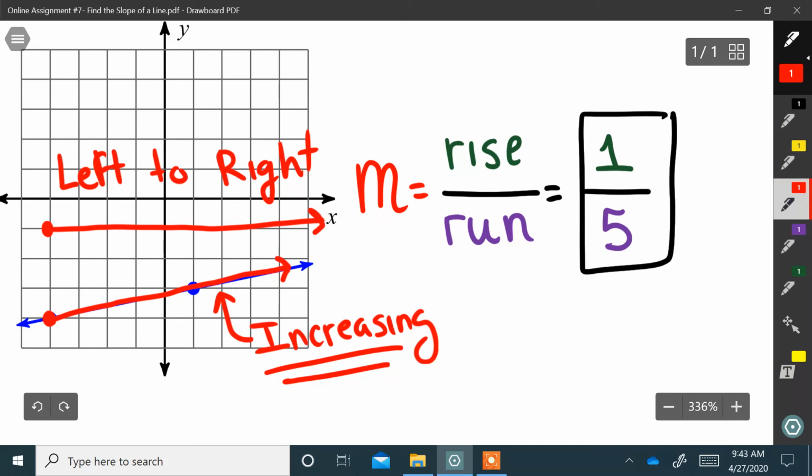So if the graph is increasing, that means that the slope is positive. Okay? That means that the slope is positive. When you look at it from left to right, if the graph is increasing, then the slope is positive.